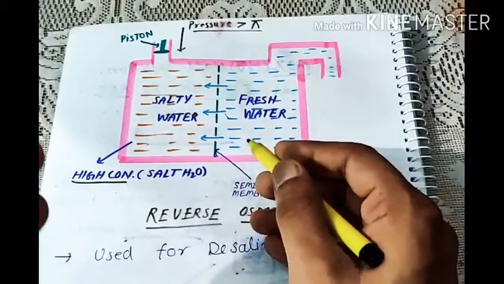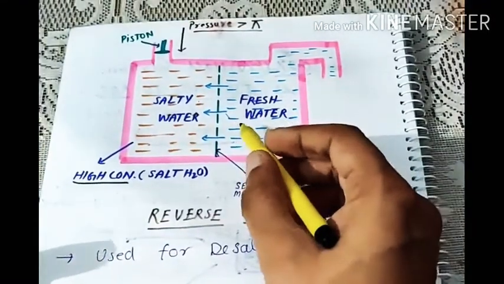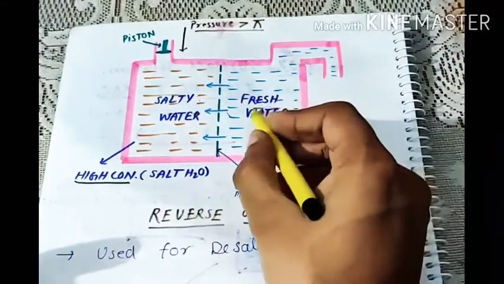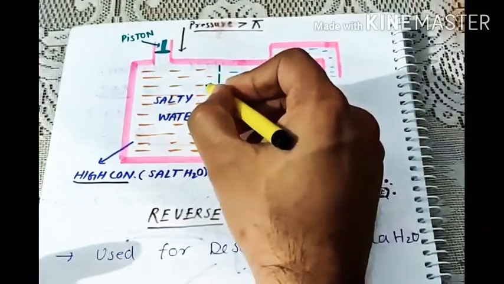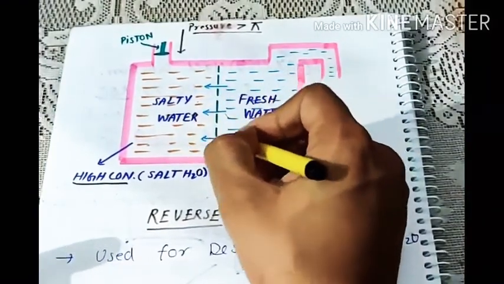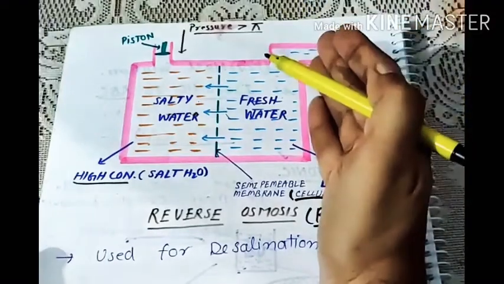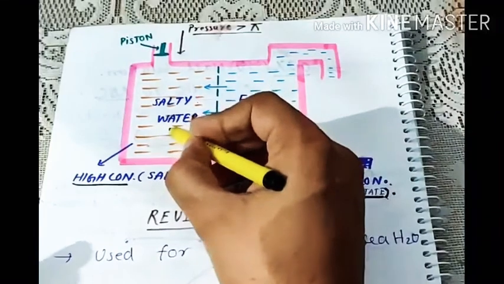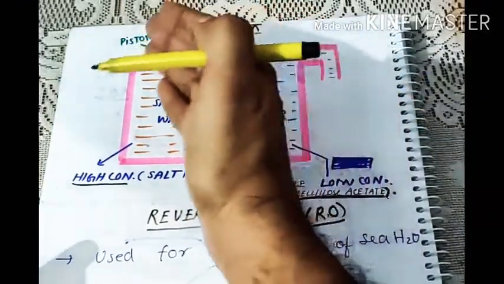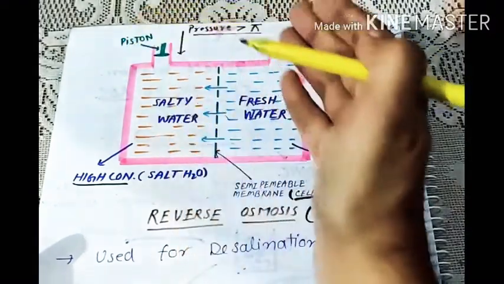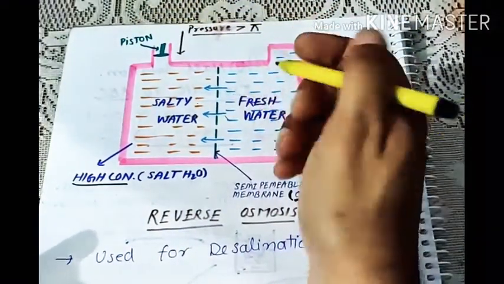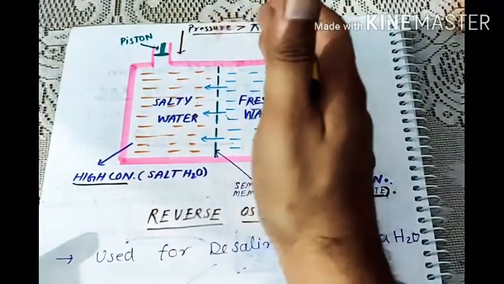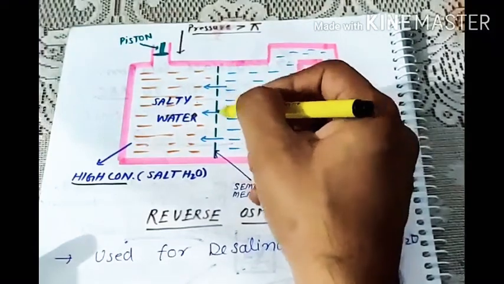Osmosis will take place, and as the osmosis starts, the solvent molecules, meaning the water molecules, will start moving from the right solution to the left solution, from the low concentrated solution to the highly concentrated solution. Because water molecules are the solvent, they'll move from fresh water to the salty water, as osmosis takes place through the semi-permeable membrane.